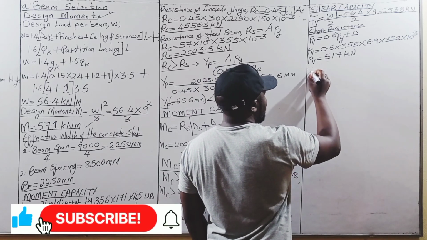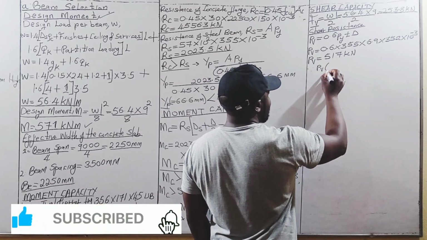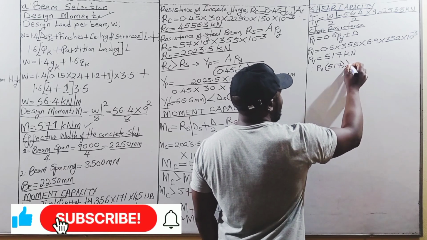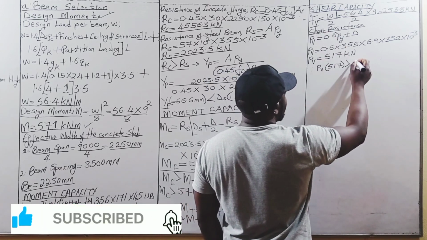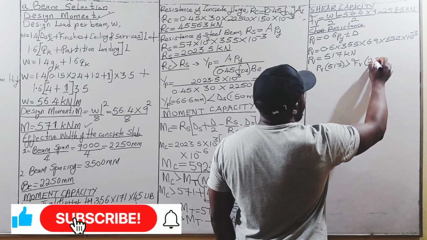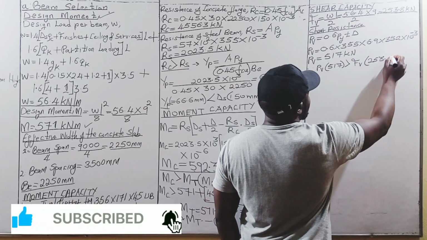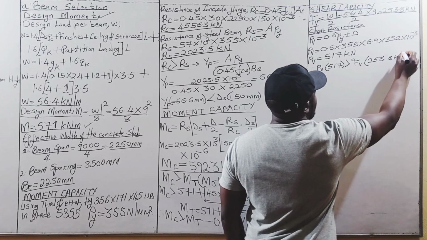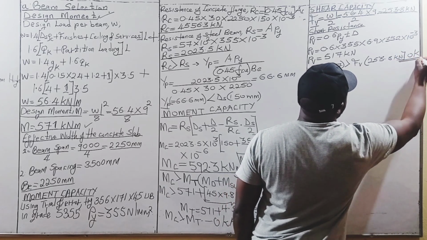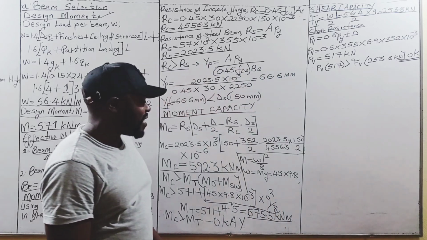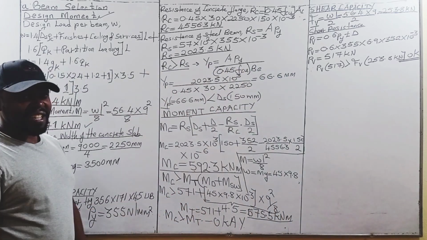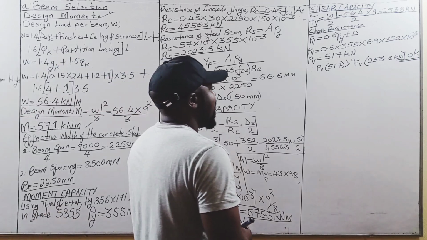Since the shear resistance, which is 517 kilonewtons, is greater than the shear force, that is FV, which is 253.8 kilonewtons, then the section we have selected is very much okay.